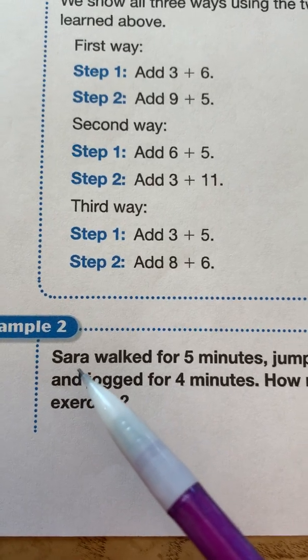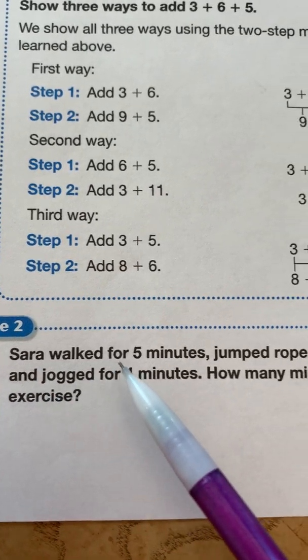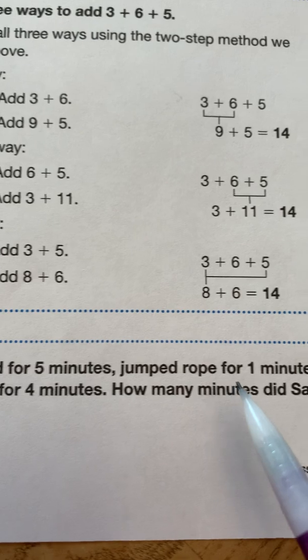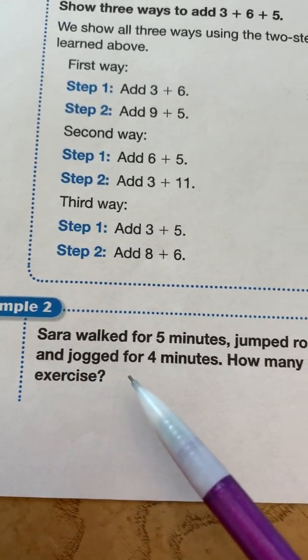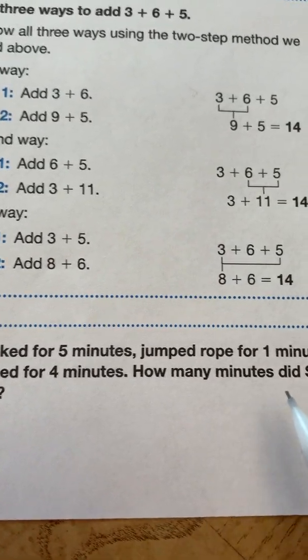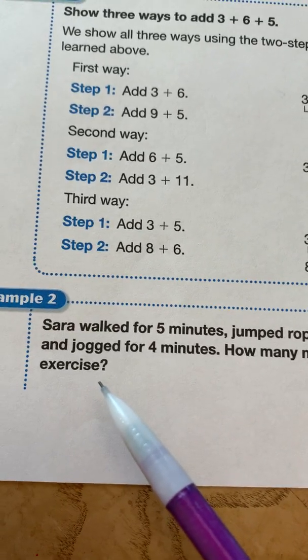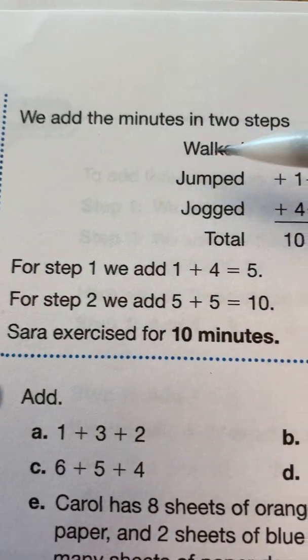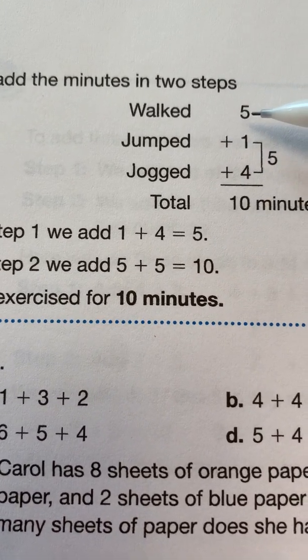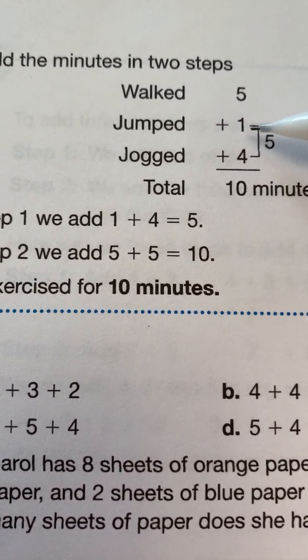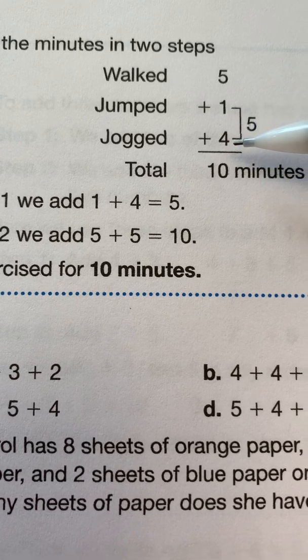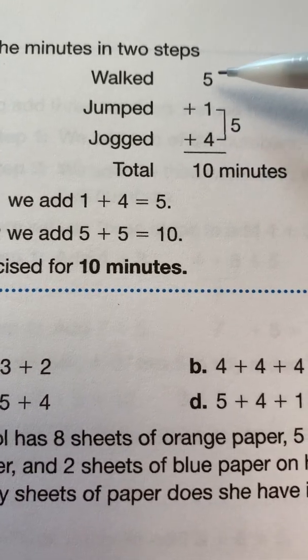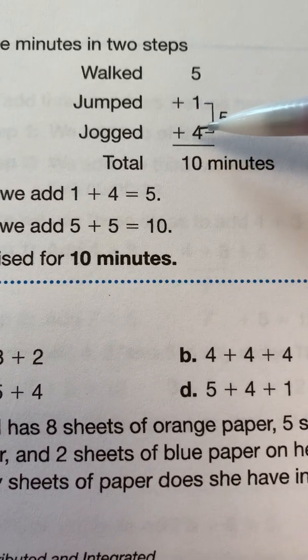Example 2 here, we have a word problem. Sarah walked for 5 minutes, she jumped roped for 1 minute, and she jogged for 4 minutes. So how many minutes did Sarah exercise? So now we're going to add those 3 numbers. Let me just get the second page here. So we're going to add the minutes in 2 steps. She walked for 5, she jumped rope for 1 minute, and she also jogged for 4 minutes, okay? So we have 5 plus 1 plus 4.